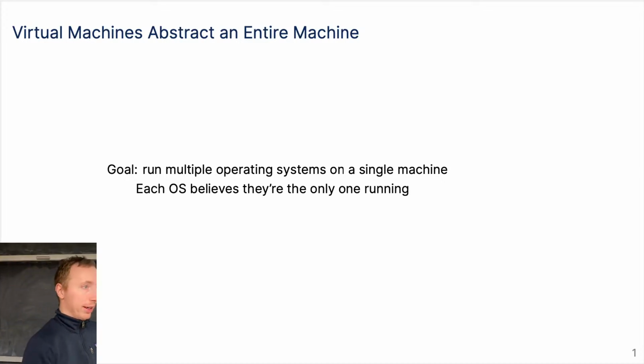The only difference is a virtual machine abstracts the entire machine. Just like how a process thinks it has access to all of the memory with virtual memory, a virtual machine thinks it has access to the entire machine when it may not. So you can run multiple operating systems all on the same machine. They each believe they have access to the full machine, but none are aware of each other, and they're all actually sharing it.